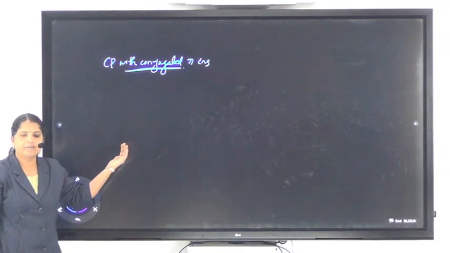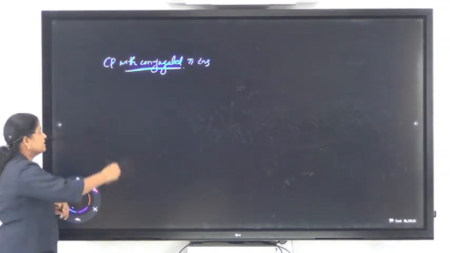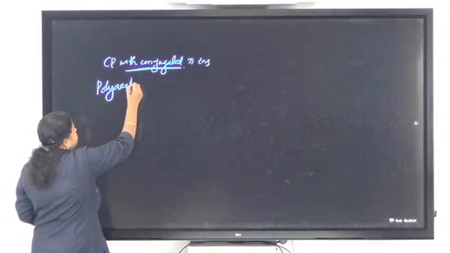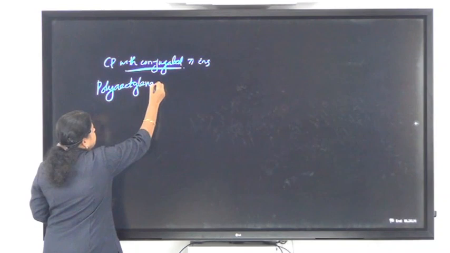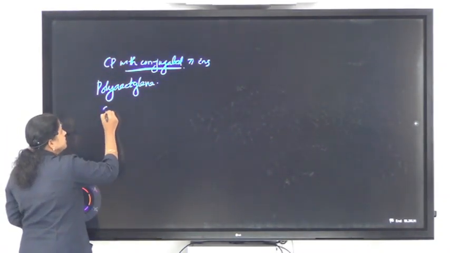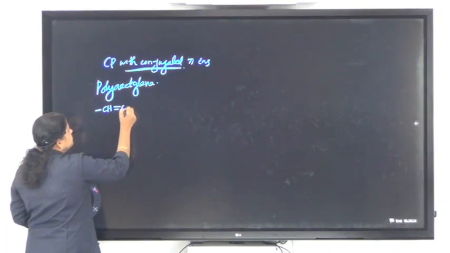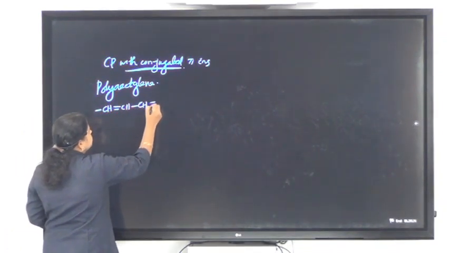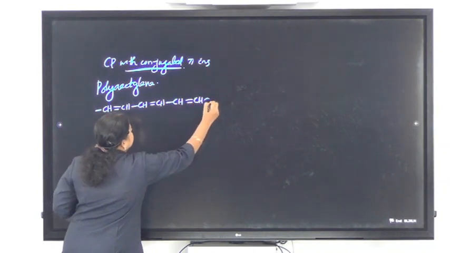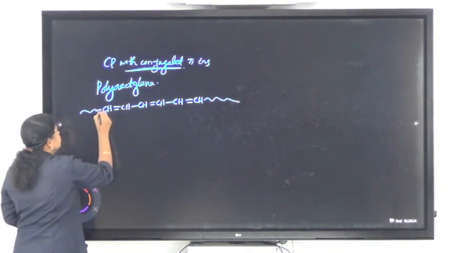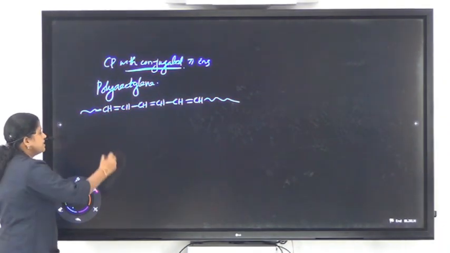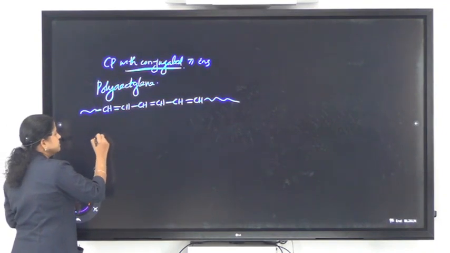Then we can explain the mechanism of conduction by taking an example, that is polyacetylene. The structure of polyacetylene is shown here, and this can also be represented like this.